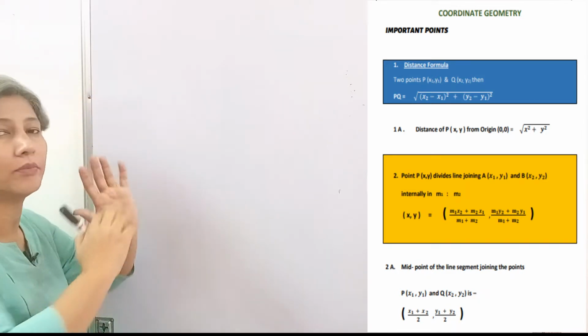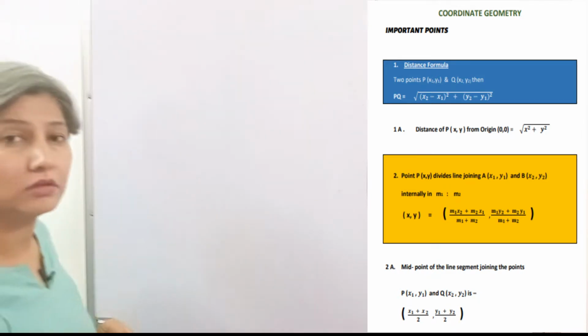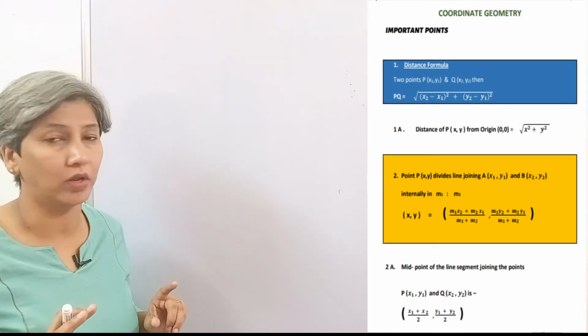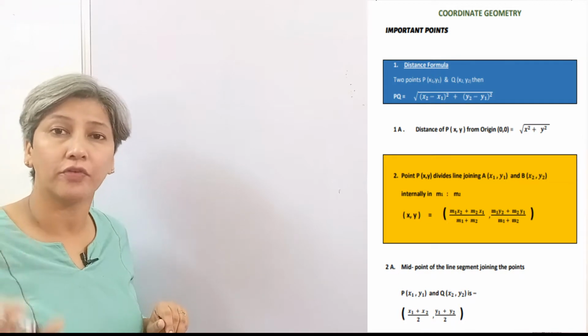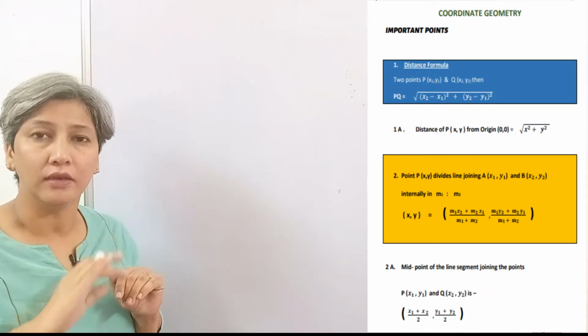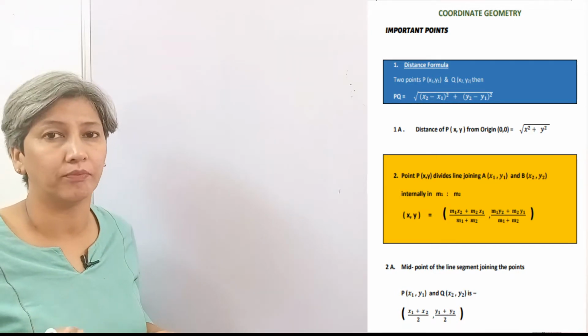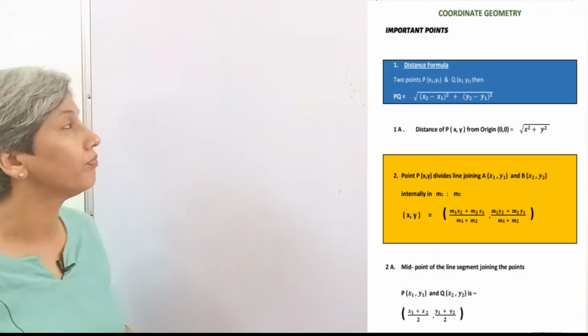In the summary we have two formulas, the distance formula and the section formula. These are the only two formulas. We had another formula, the area of triangle, but that has been deleted by CBSE for your term 1 board exam, so it won't come. So we are left with only two formulas.